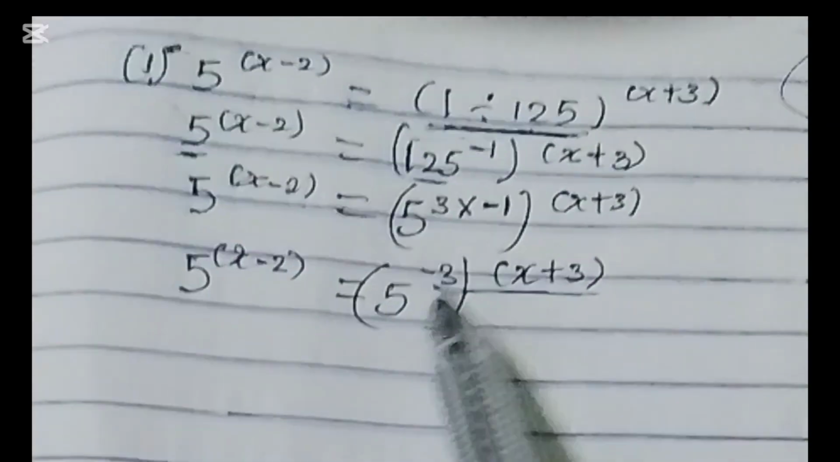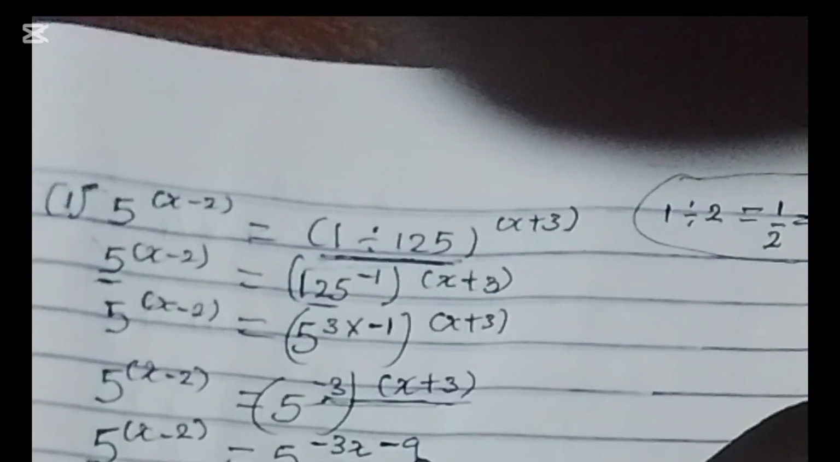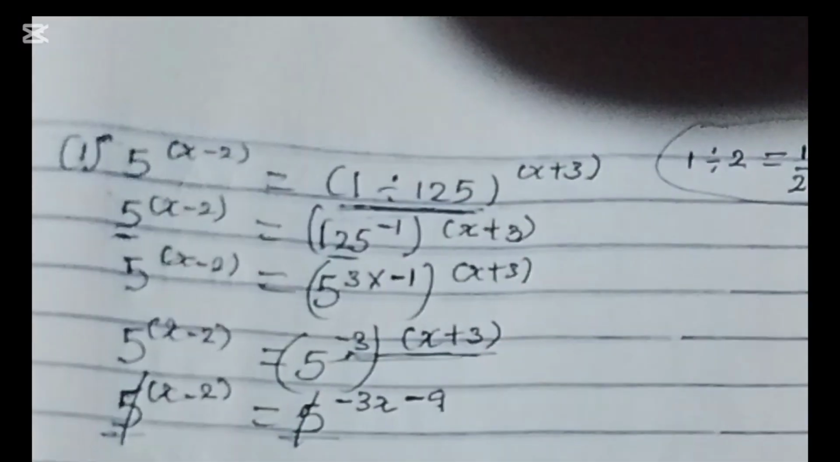Now you can break the powers using products. If you break it, that will be 5 raised to the power x minus 2 equals 5 raised to the power minus 3x minus 9. Now with this, you have the same base, so you can equate the powers. So 5 goes with this 5, and we are left with the powers. That will be x minus 2 equals minus 3x minus 9.